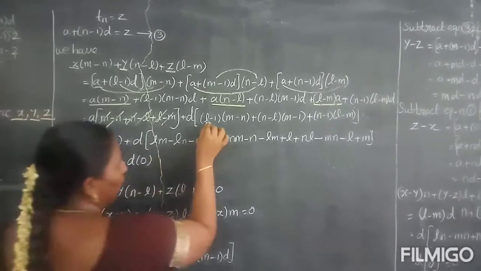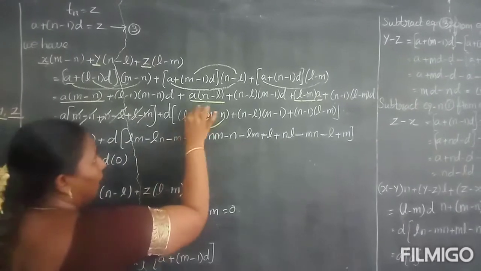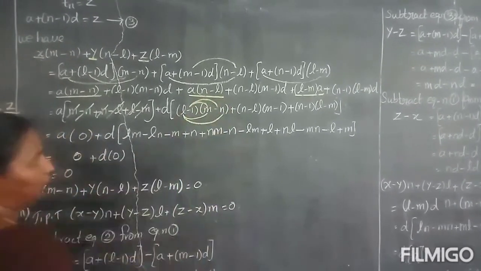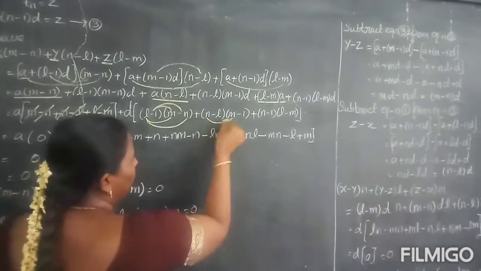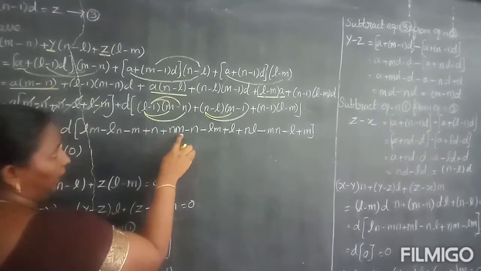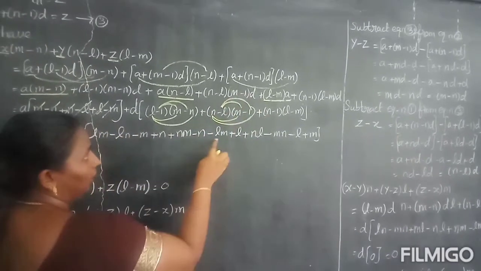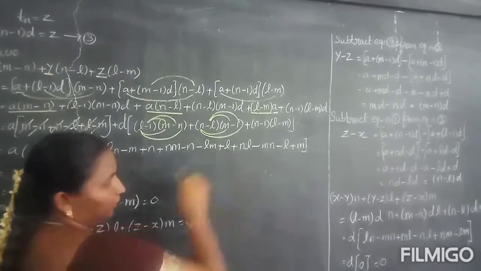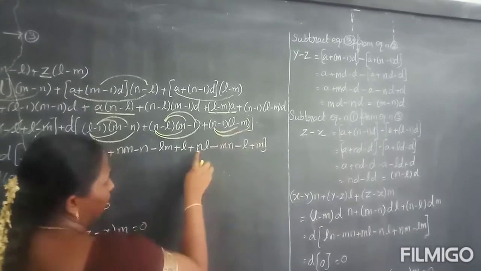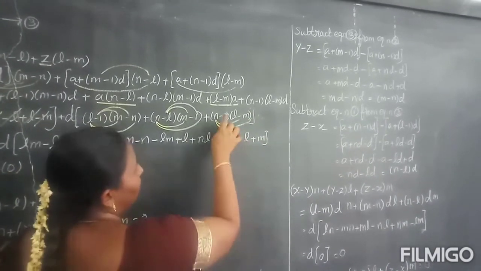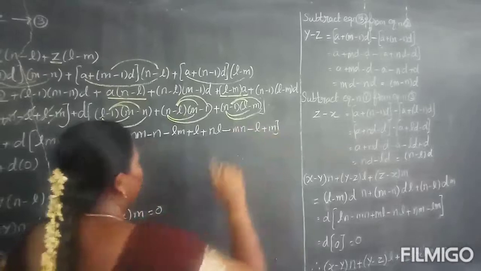Plus d into, we are going to multiply l into m, l into minus n. That is lm minus ln. Minus 1 into m, minus 1 into minus n. So you get minus m plus n. Next n into m, n into minus n. You get nm minus n squared. Minus l into m, minus l into minus 1. You will get minus lm plus l. Okay. Next n into l, n into minus m. You will get nl minus mn. Next minus 1 into l, minus 1 into minus m. That is minus l plus m.